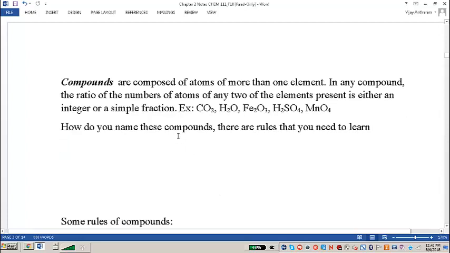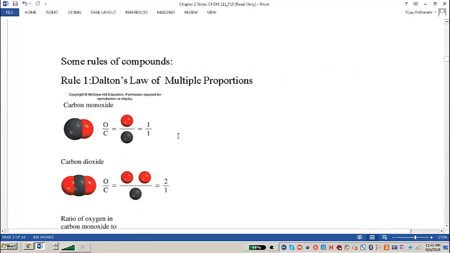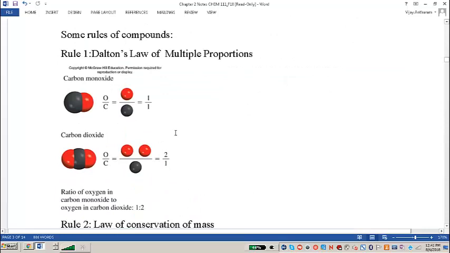How do you name these? You're going to have to learn how to name both ionic compounds and molecular compounds. All right, Dalton's law of multiple proportions. Quickly, can't have fancy decimals or weird numbers. It's going to be nice, simple whole numbers. Carbon monoxide, CO, carbon dioxide, CO2. Water, H2O. No decimals in your chemical formula.